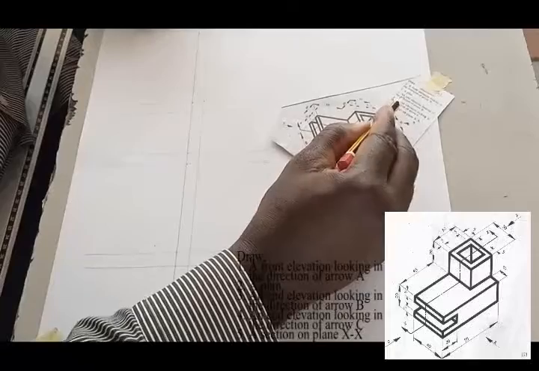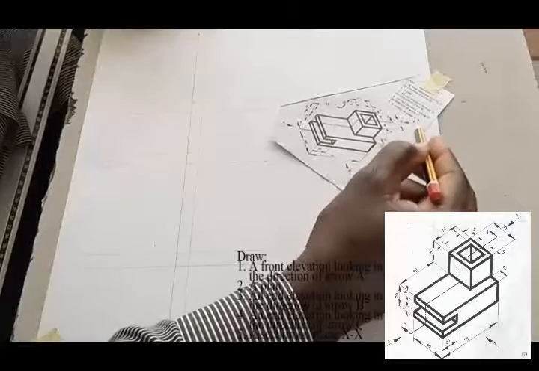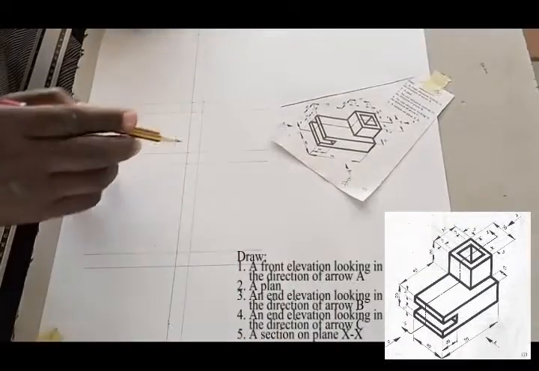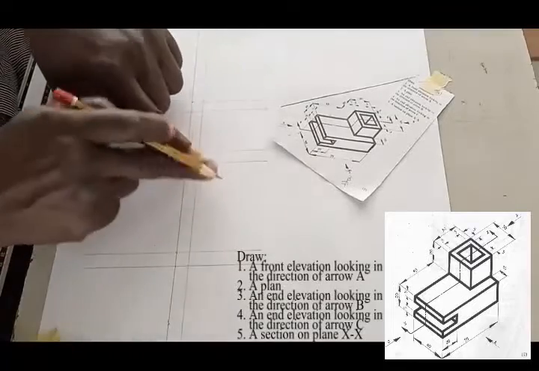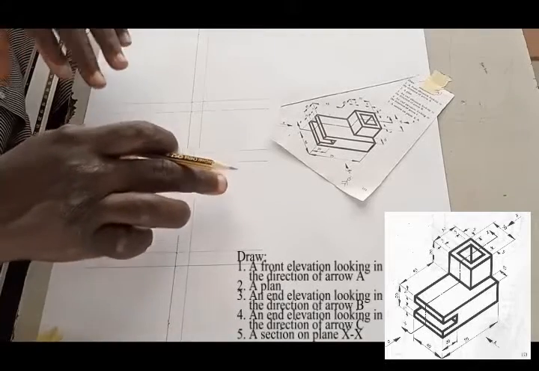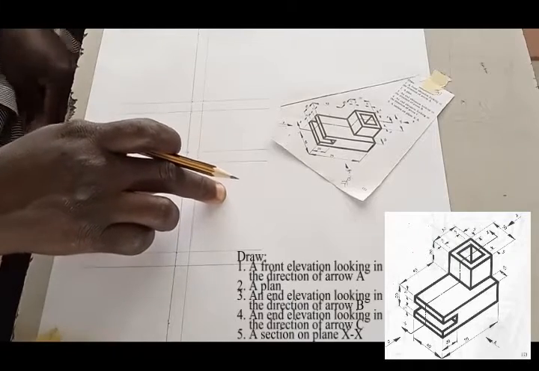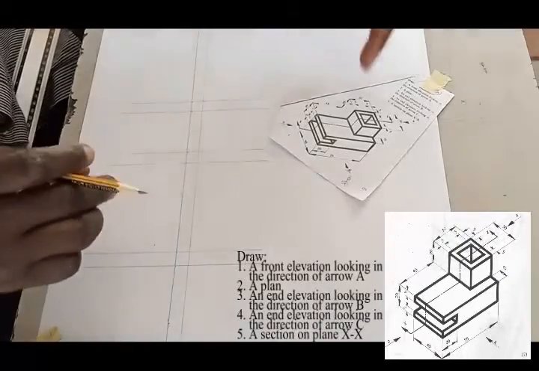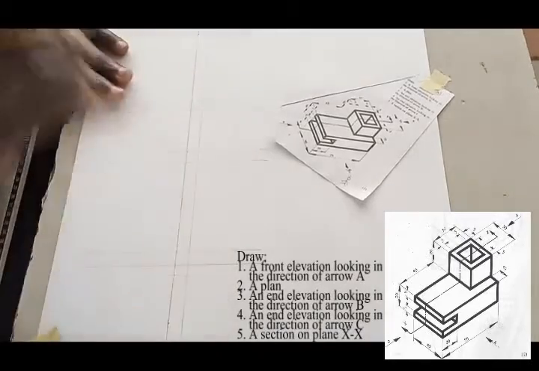Now, the other question says that we should draw an end elevation looking in the direction of arrow B. This is here. It is still the same width of 40 when you are viewing it from the back. So I've left that one. We are viewing from the right, you draw to the left. That means our front elevation will be here. And the reason why our front elevation is on the top is because it is first angle projection. In first angle projection, your plan must always be at the bottom. Because you are viewing from the top, you draw to the bottom. So all other elevations will be at the top.